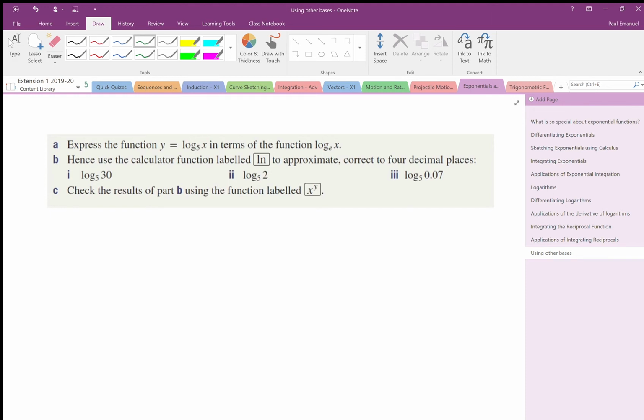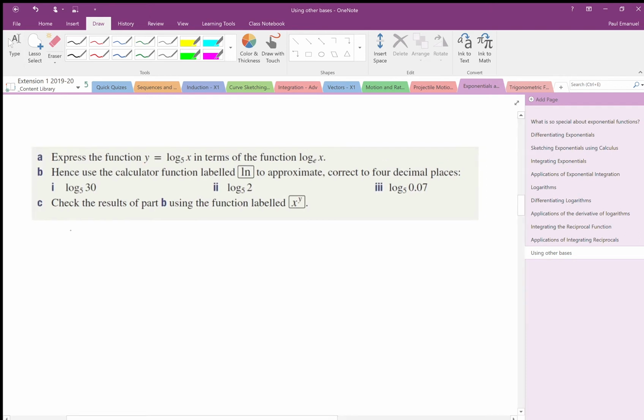Okay, so basically then we're just asked to do exactly the same thing here. Express y equals log base 5 of x in terms of log base e of x, both log x and log 5. The base goes to the base. I'm not actually going to do this because I didn't bring my calculator home.